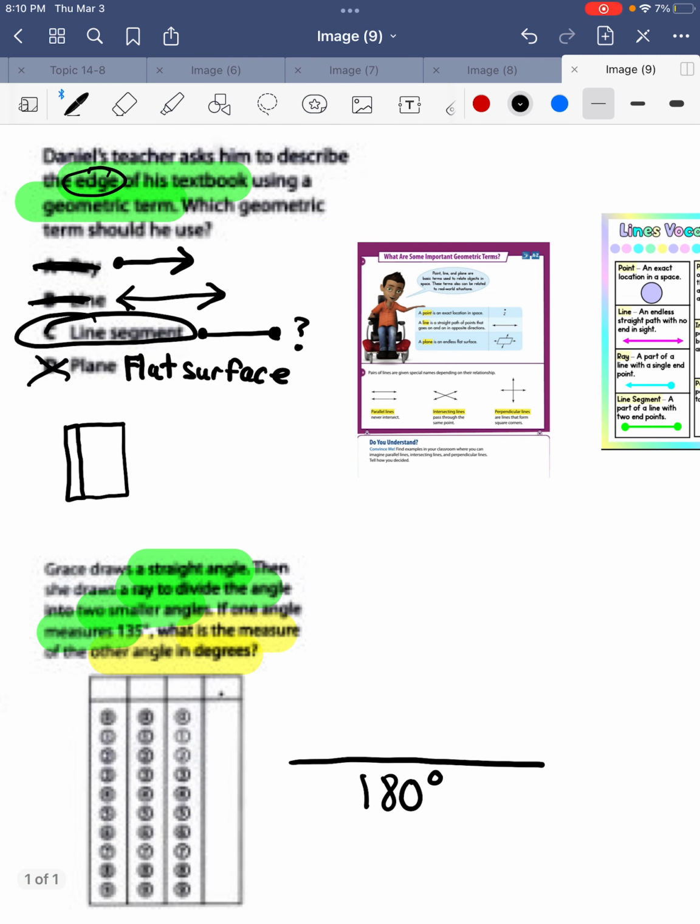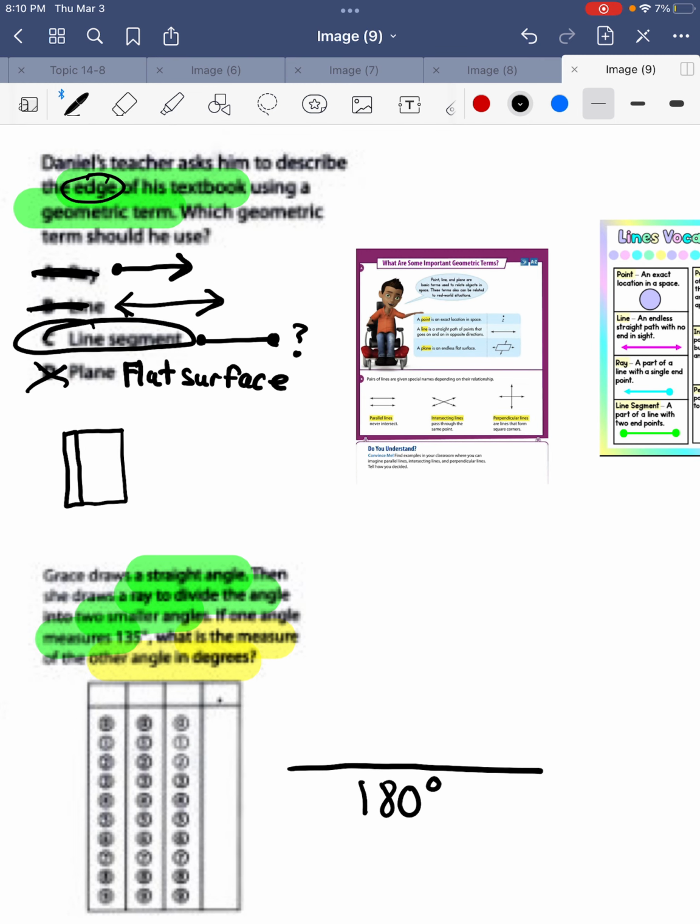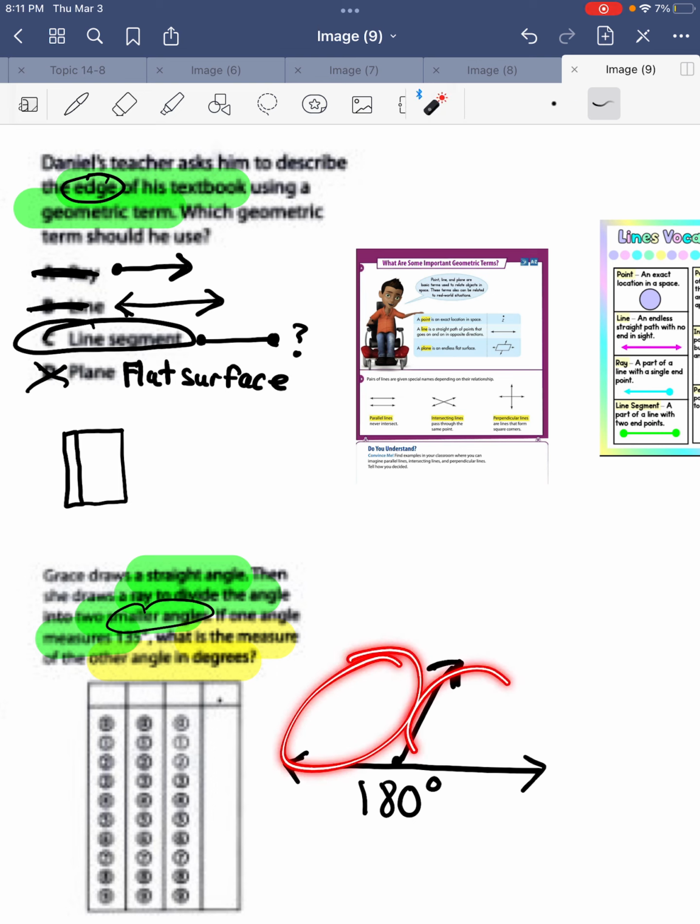Then it says she draws a ray to divide the angle into smaller angles. So I'm going to draw my ray. And remember, a ray looks like this. It has an ending point and then it has an arrow. So she draws the ray to divide the angle into smaller angles. Let me put my arrows here. Now I have an angle here and an angle here.